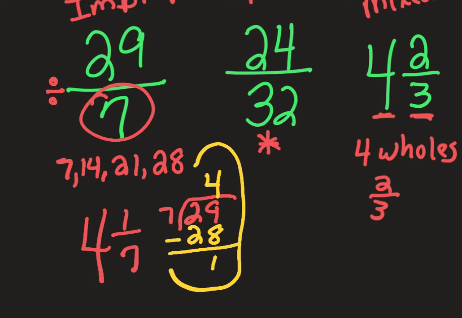I have 4 wholes. So I've got my 4. I have 1 left over, and I started with this 7 up here. So 4 and 1, 7. Same way, whichever way is better for you. Now let's simplify our proper fraction.